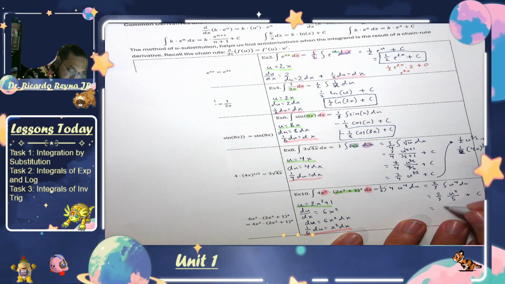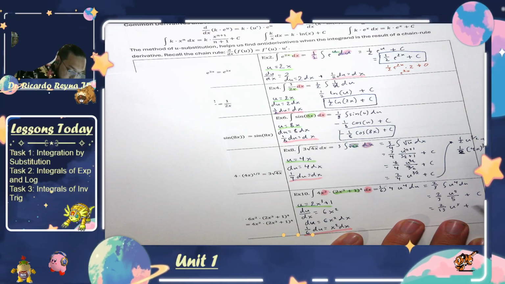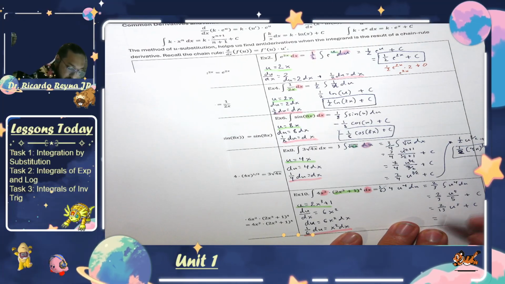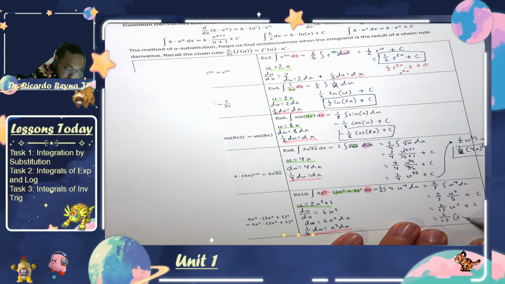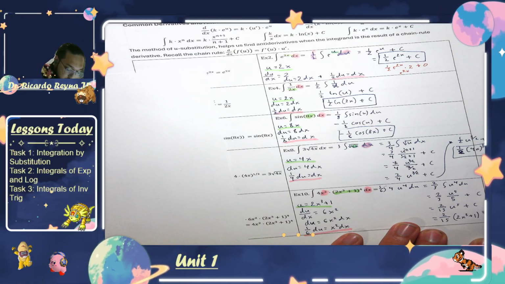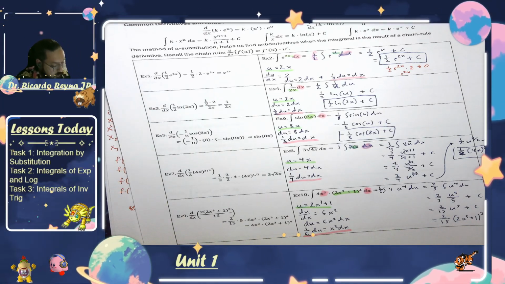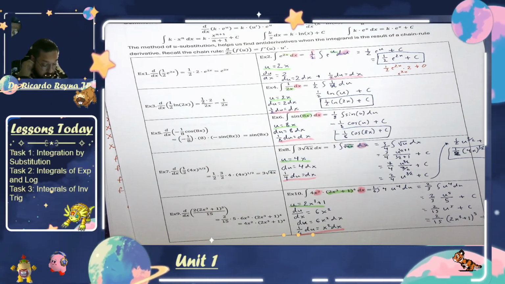We can simplify this a little bit to be 2 over 15 and then u to the power of 5 plus c. And then we're going to go ahead, I forgot boxes. And then we're going to go ahead and put back u. 2x cubed plus 1 to the power of 5 plus c. And let's see, a little different looking, but we basically got the same answer.